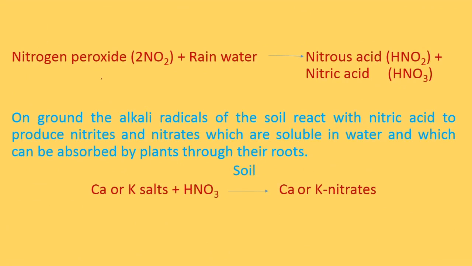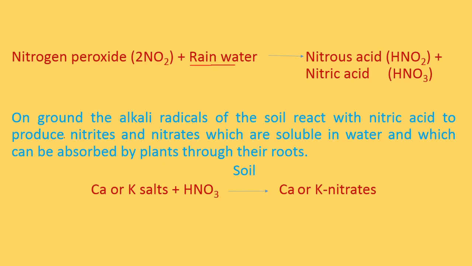So this nitrogen peroxide which is present in the atmosphere will again react with rainwater, or get mixed with rainwater, and it comes to the ground and forms nitrous acid, that is HNO2, and sometimes nitric acid, HNO3. So this is the next step of physical nitrogen fixation.